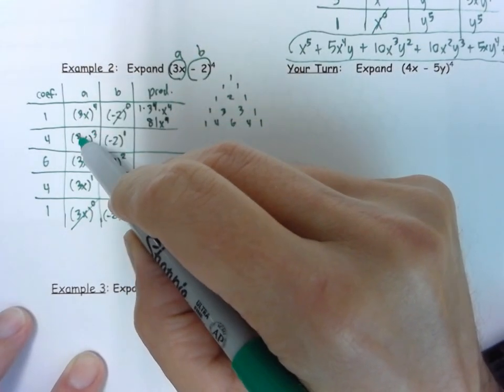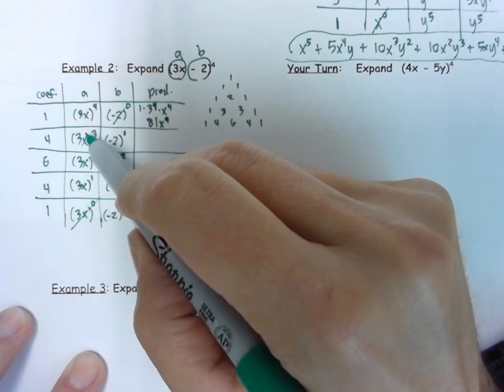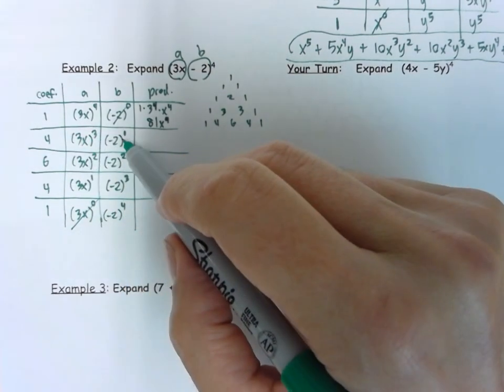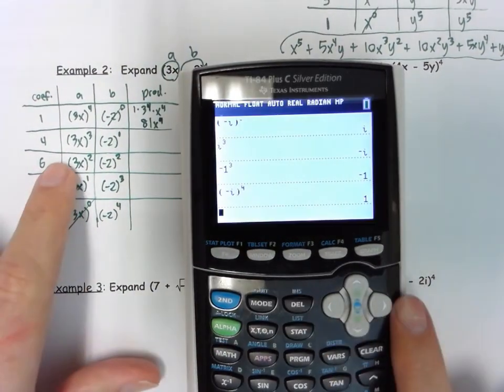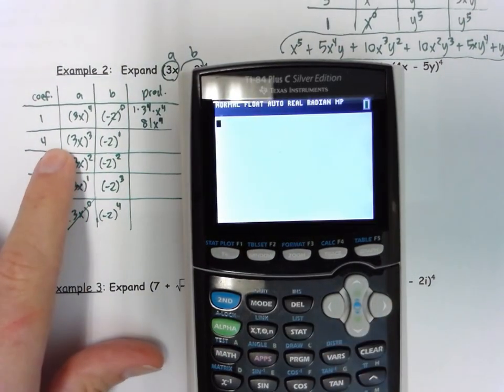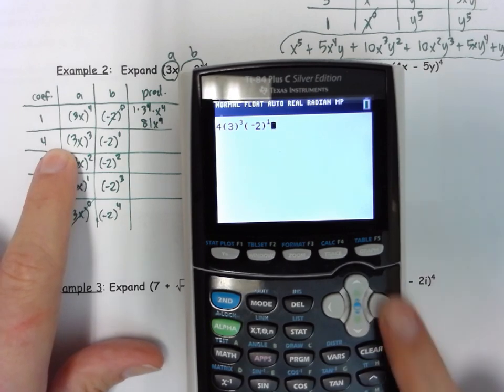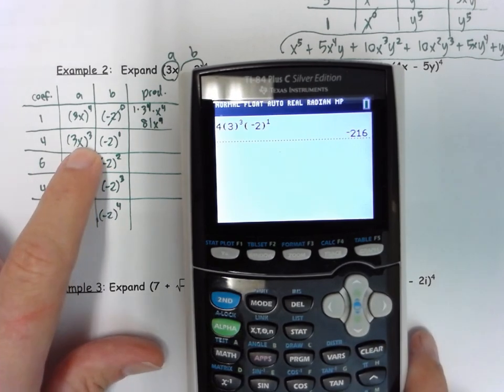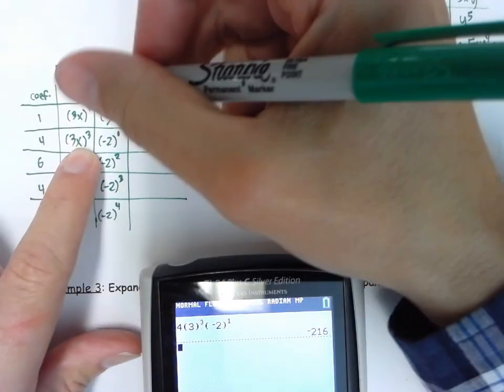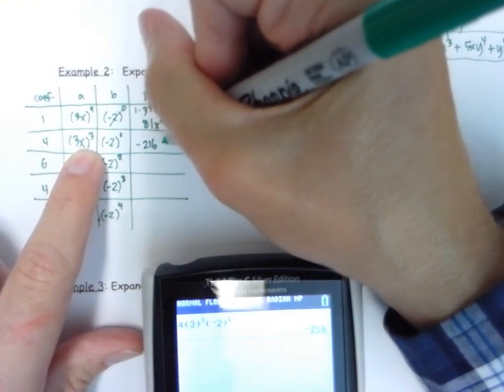3 to the 3rd, that's 27. So 4 times 27 times negative 2. I kind of cheat and just type them all together on the calculator. I'll do 4, 3 to the 3rd. Doesn't hurt to just check that in your calculator. That's going to give you negative 216. And so the x is going to be to the 3rd power. So negative 216 x to the 3rd power.